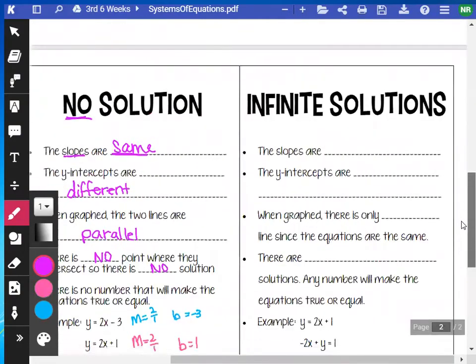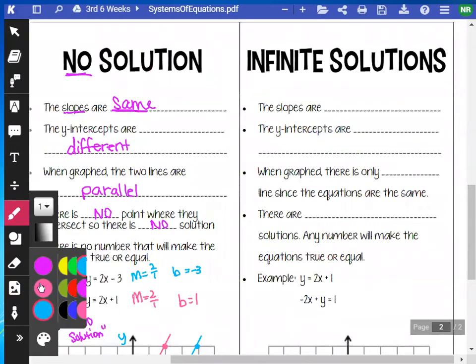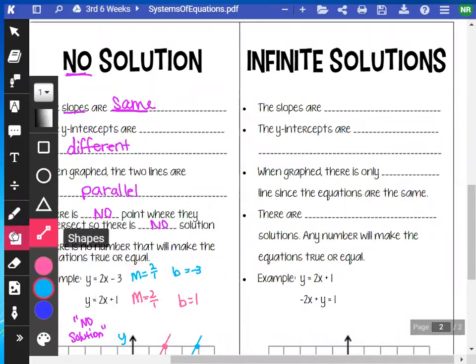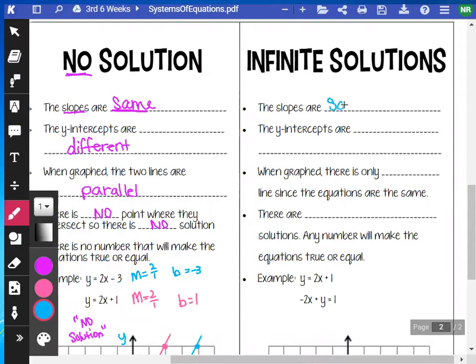And the last option, infinite solutions. You will come across an infinite solution when the slopes are the same and the y-intercepts are the same. So if the slopes are the same and the y-intercept is the same, when graphed, there is only one line. There's only one line, meaning it's the same line. When you have the same exact line, or two lines on top of each other, there are infinite solutions.